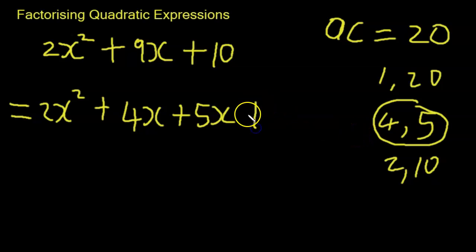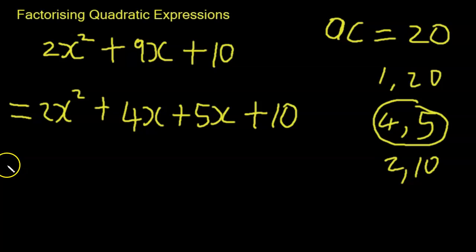And then we have a plus 10. Now, observe something here. Notice something very important. All I did in my first step is to rewrite the middle term. Notice we still have our 2x squared. Notice we still have our positive 10. All I did is rewrite the 9x. And 9x, of course, is 4x plus 5x. And we use 4 and 5 because this pair of numbers multiply to give AC.